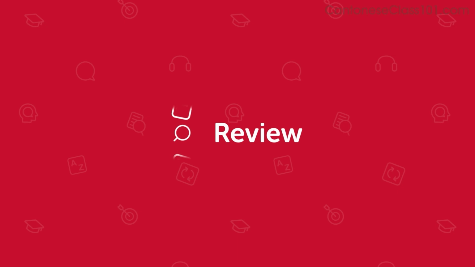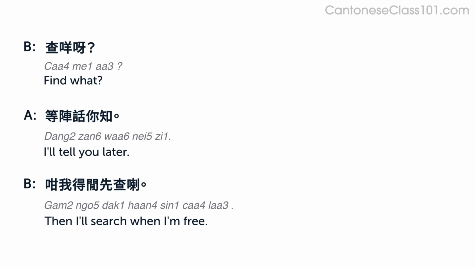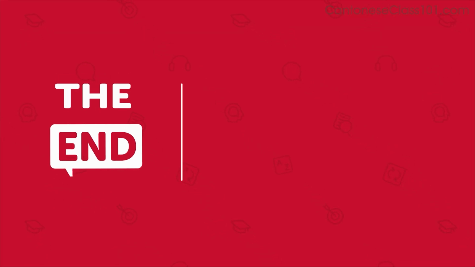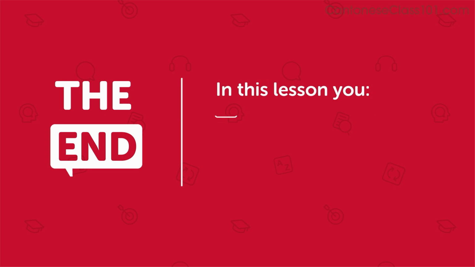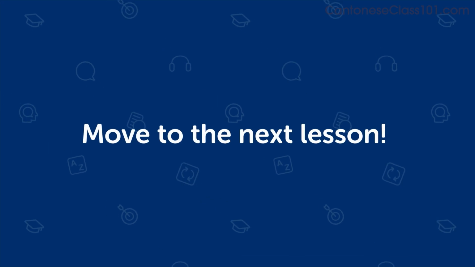Finally, let's review the dialogue again. See if you can understand more this time. 你忙唔忙啊？ 麻麻地啦， 幫我查啲資料啊！ 查咩啊？ 等陣話你知。 咁我得閒先查啦。 This is the end of the lesson. In this lesson, you improved your listening and mastered key vocabulary for everyday life conversation. Keep practicing and move on to the next lesson.